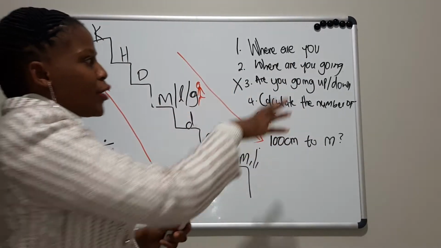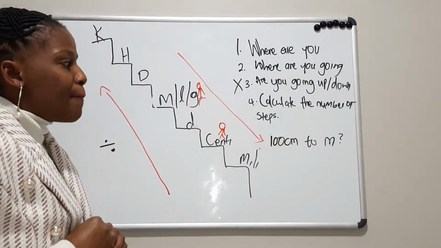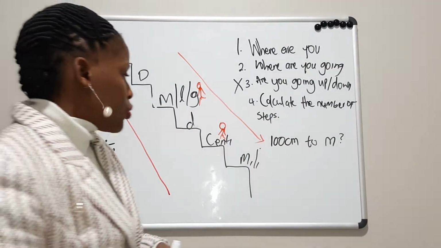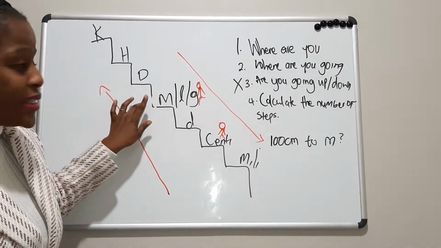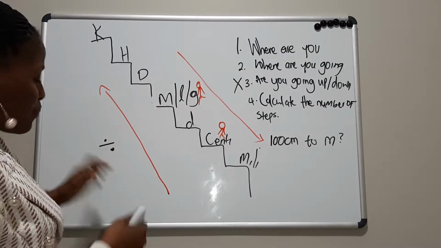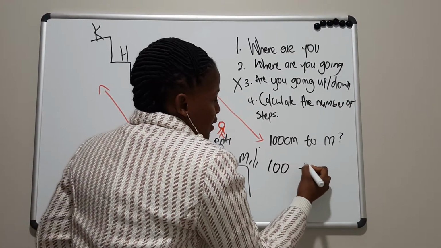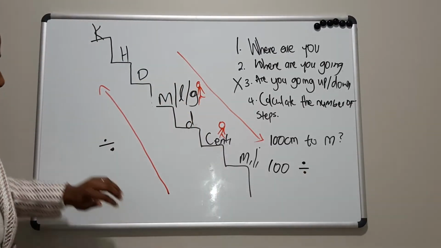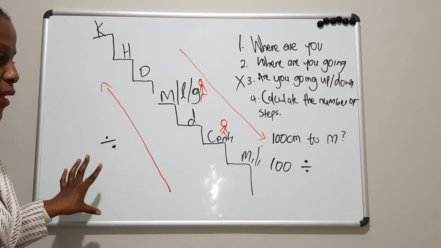I've also determined where I'm going, and now the next step is to determine whether I am going up or I am going down. So by looking at this, because I'm moving from centi going to meter, it means I am going up the ladder. So I can just write my 100 here. Then because I have determined that I am going up, it means I must use a division sign.